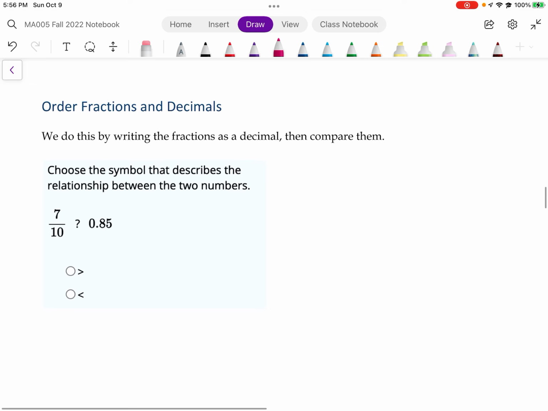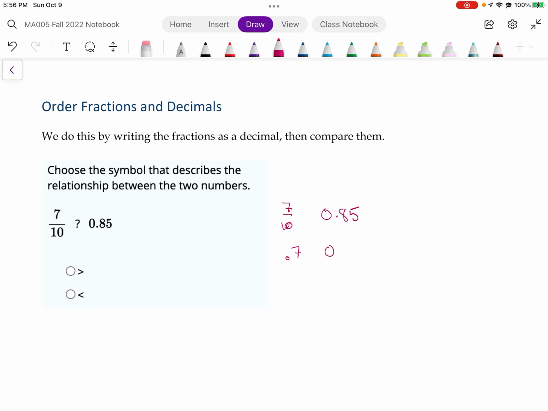All right, ordering fractions and decimals. I just realized I didn't do this one ahead of time, so I'm going to do it with you. All right, so we've got, choose the symbol that describes the relationship between the two numbers. Is 7/10 greater than 0.85 or is it less than? So we've got to decide which one it is. Well, 7/10 is 0.7. You can use your calculator to figure that out, but after our talk about place value, you should know how to do that now.